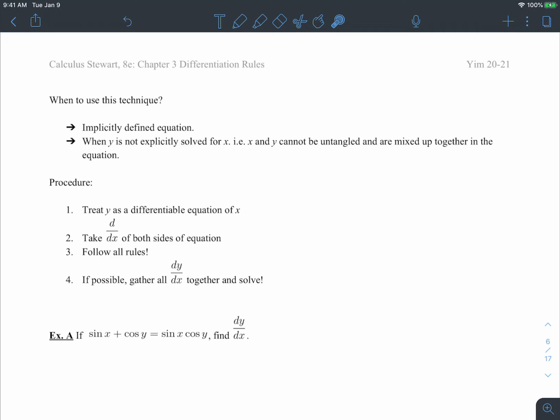What is my procedure? Treat y as a differentiable function of x. Take d/dx of both sides of the equation. We follow all the rules that we learned so far: quotient rule, product rule, chain rule, all that good jazz. And then we gathered all the dy/dx together and solved, didn't we?